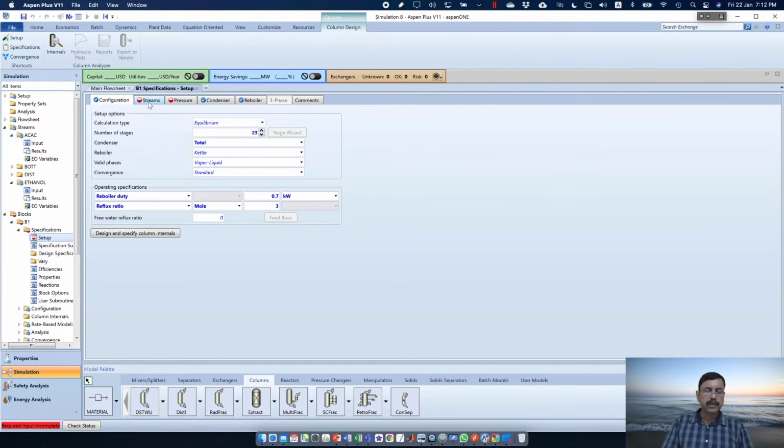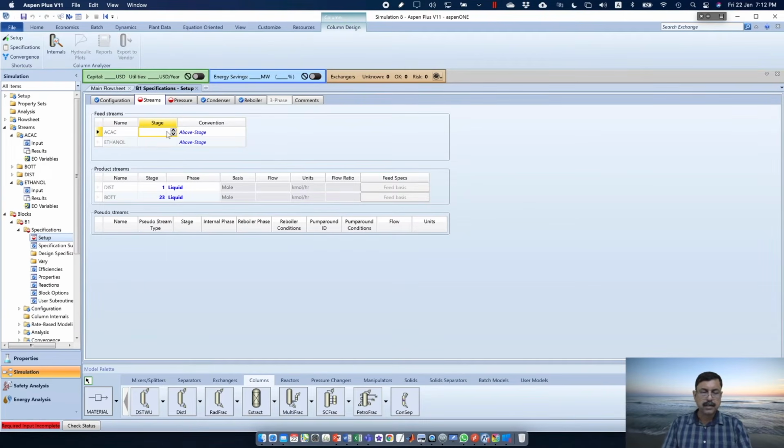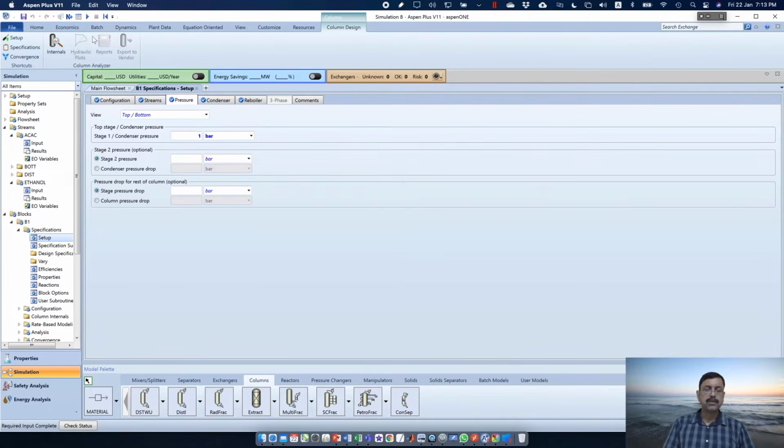Right. Then go to streams. Acetic acid is given at the 8th stage, ethanol is given at the 14th stage. So it is 8 and 14 on stage. Then we have pressure. Condenser pressure is 1 bar. Now the equations are all balanced. It is ready to run. Now if we run it, let us see what happens.